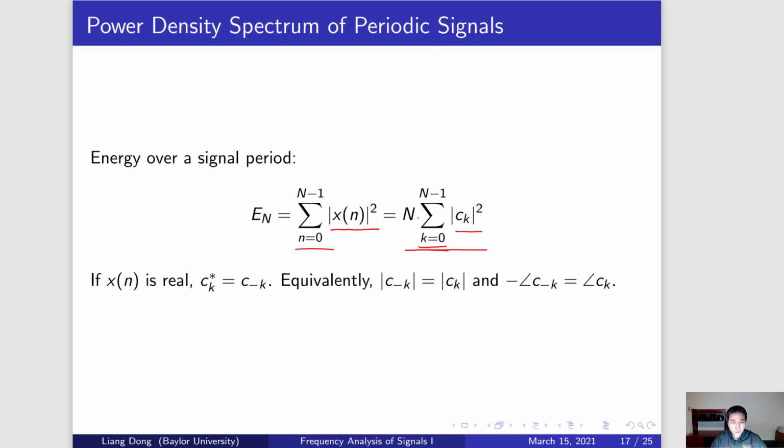If x[n] is real, due to the analysis equation, we can find that c sub k is conjugate symmetric. So the conjugate of c sub k equals c sub negative k. Equivalently, the amplitude of c sub k is even symmetric, and the phase of c sub k is odd symmetric.